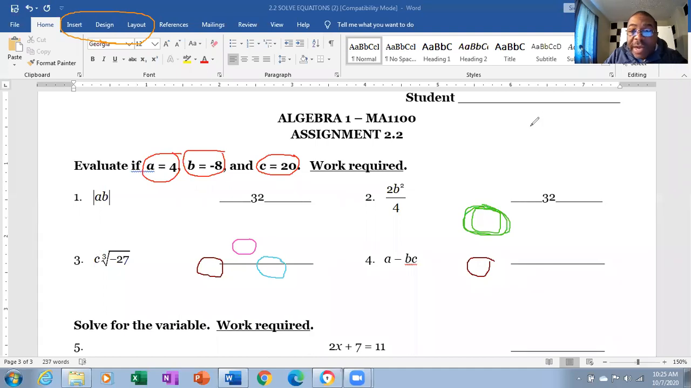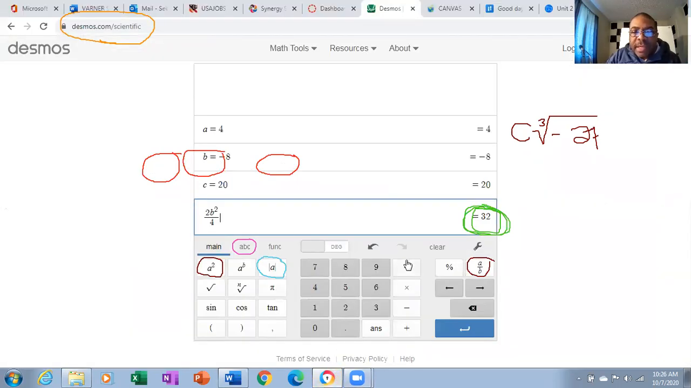Okay, so I'm going to rewrite it like I told you before. C times the cube root. You know, when it's a little 3 there, it's a cube root of -27. Okay. All right, so that's a 7. Maybe that looks better that way. Okay. So now we're going to go to Desmos.